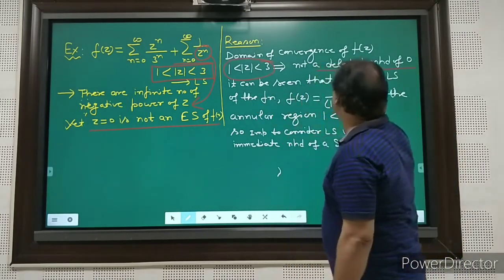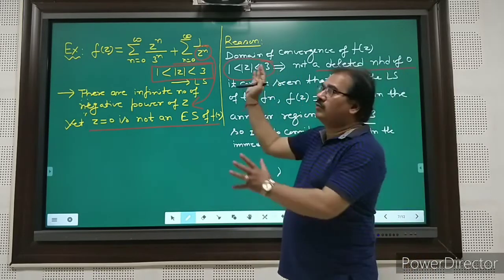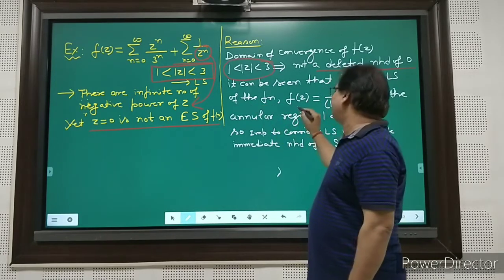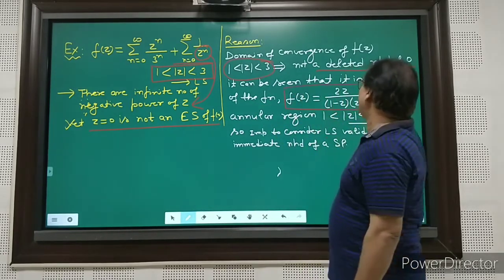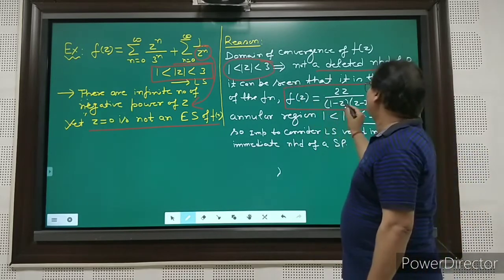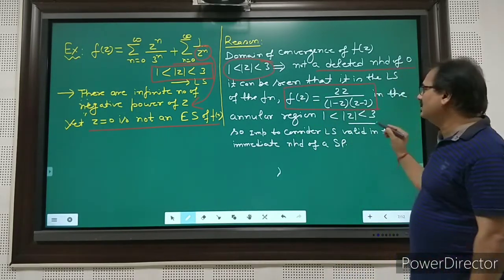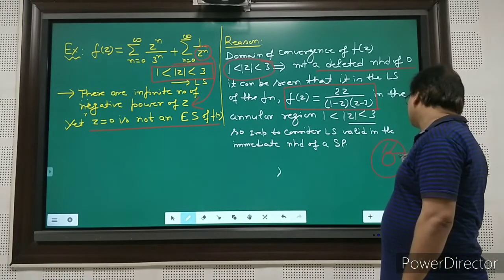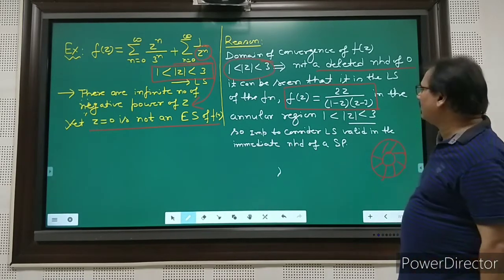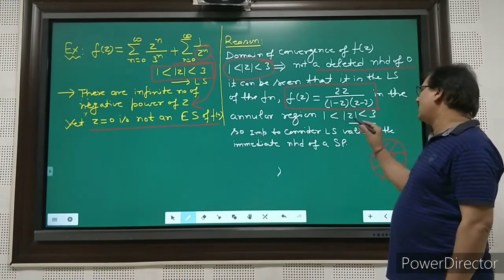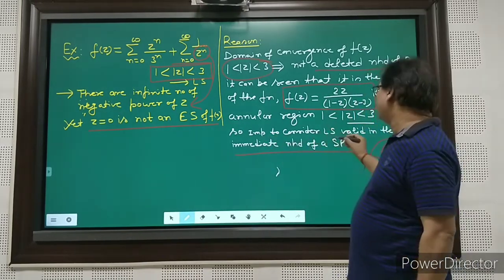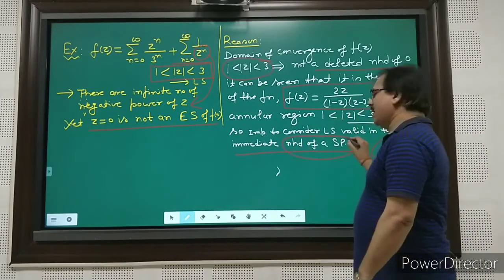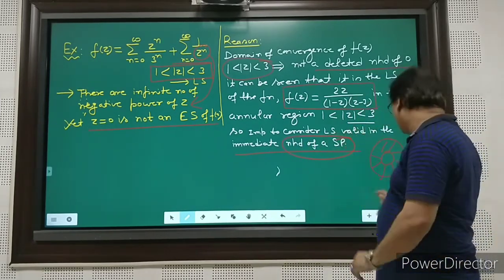It can be seen that if you go in reverse and look at the Laurent series of the function f(z), it is the Laurent series of a function of the type f(z) = 2z / ((1 - z)(z - 3)) in the annular region. We already know the annular region, the annular region 1 < |z| < 3. So it is important to consider the Laurent series valid in the immediate neighborhood of a singular point.